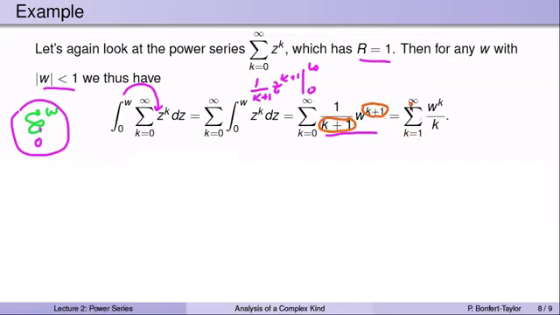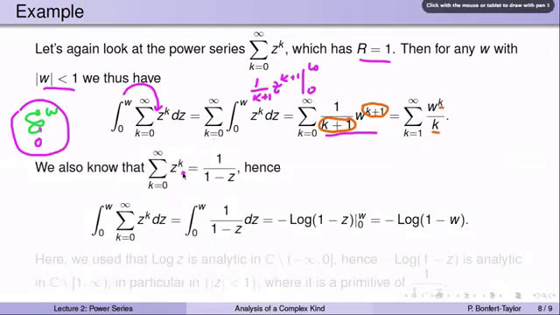We could therefore simply sum from 1 to infinity and call the exponent k instead of k plus 1, and we'll then be dividing by k. Furthermore, we also know that the sum of the z to the k's is 1 over 1 minus z, as long as the absolute value of z is less than 1, of course. And therefore, instead of integrating the whole series as we did above, we could just as well integrate the function 1 over 1 minus z.